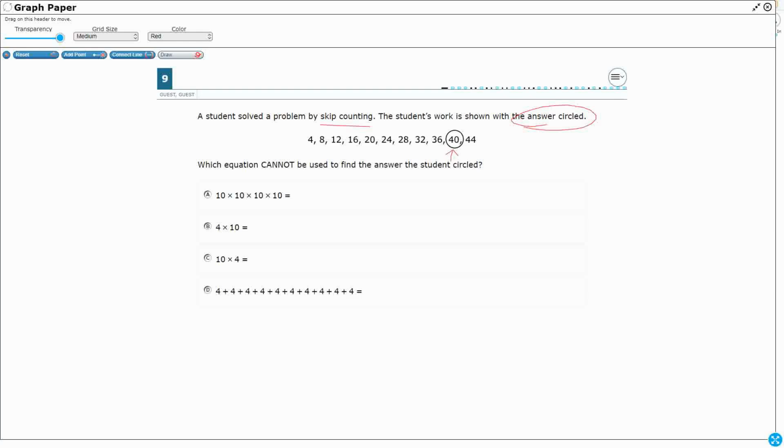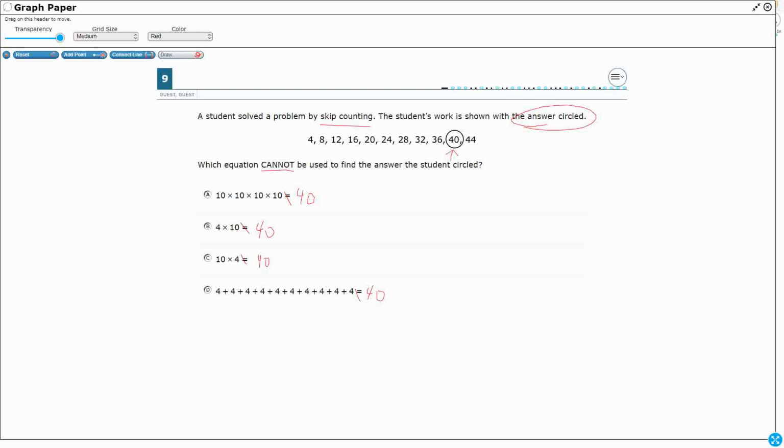Take a look at what this is asking. It's asking for the equation that cannot be used to find the answer that the student circled. So which one of these does not equal 40, right? That's what we're looking for. One of these does not equal 40, which means the other three do equal 40. And we're just looking at different ways to represent multiplication here.